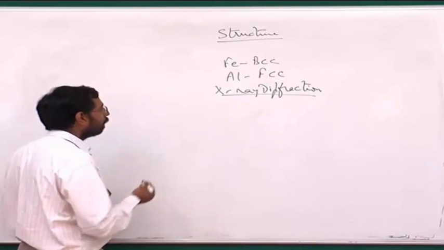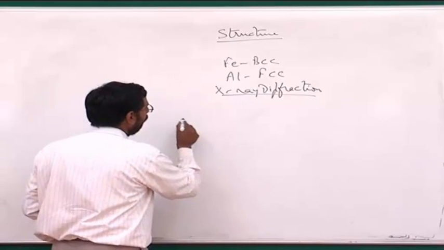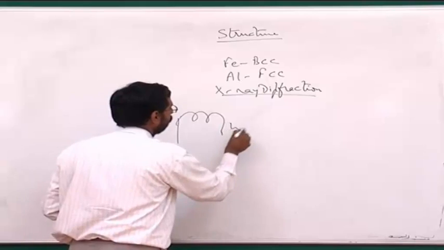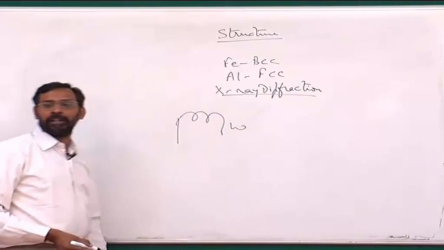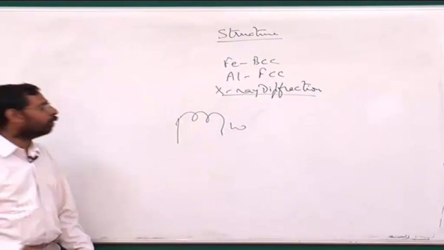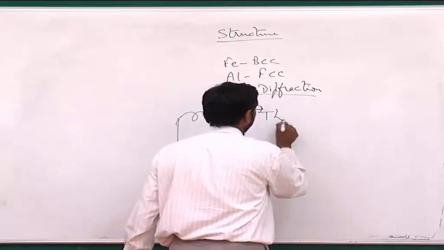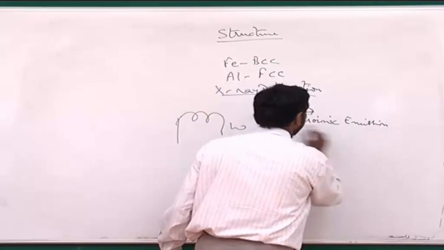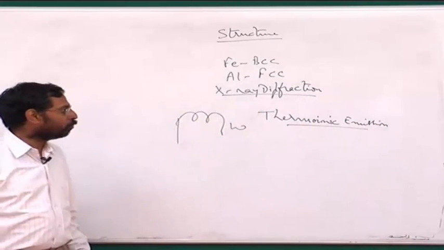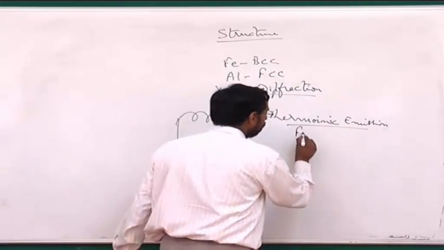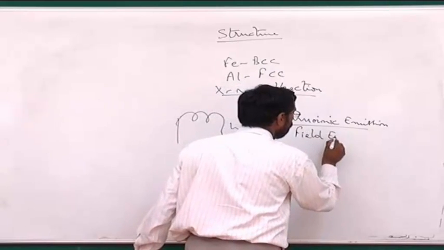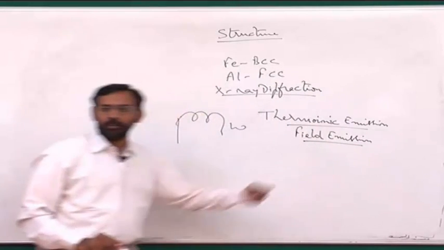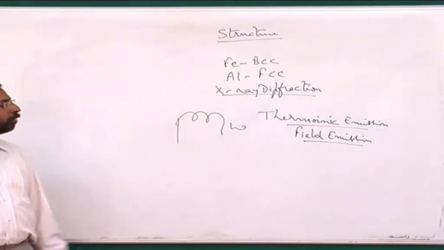Generally, if you look at how electrons are generated from a material, if you take any high temperature material, for example a tungsten filament, and heat it to high temperature, you can generate electrons. This we know. We call this thermionic emission. Of course, now in electron microscopes, people also use what is called field emission. But in most of the X-ray machines, people do not use field emission. They usually use thermionic emission.